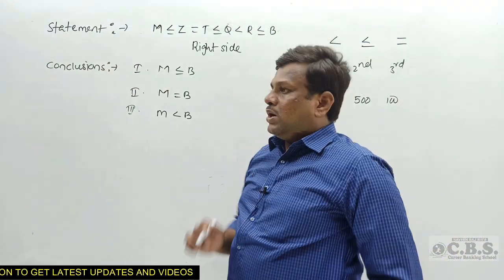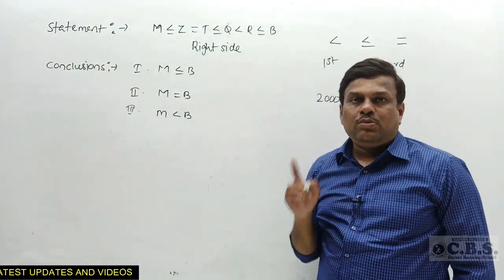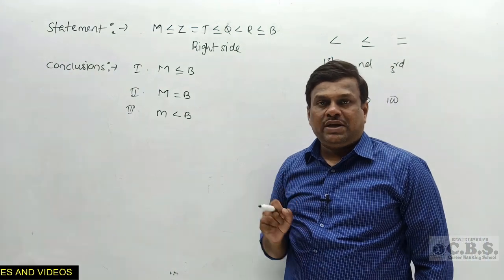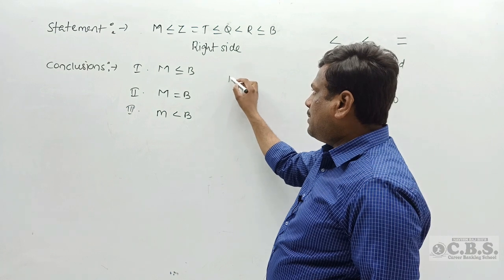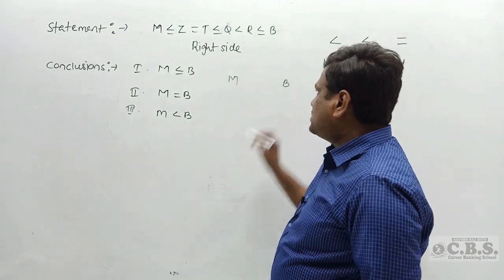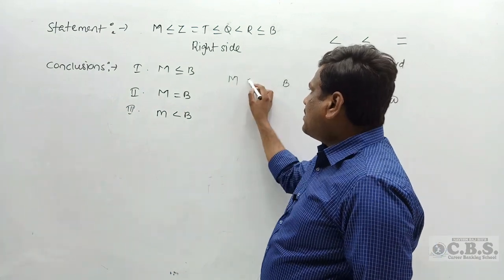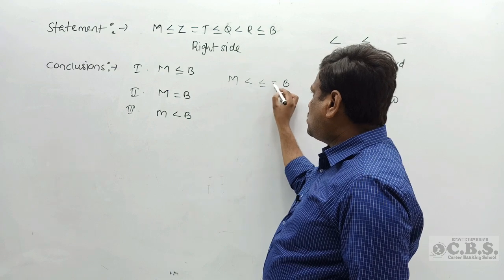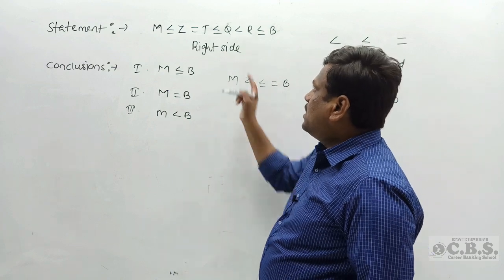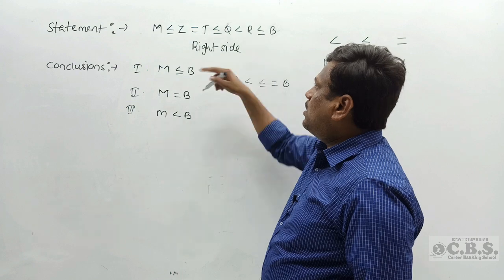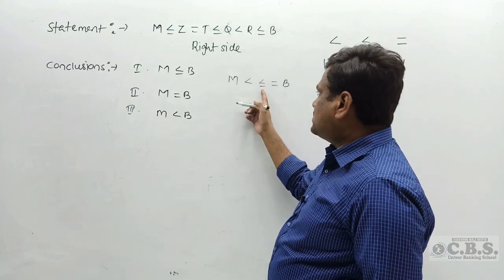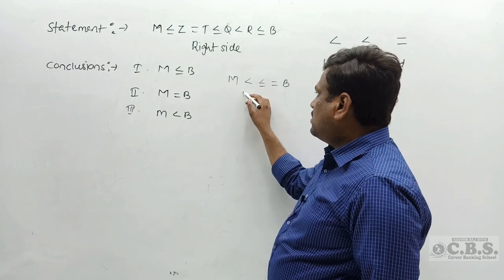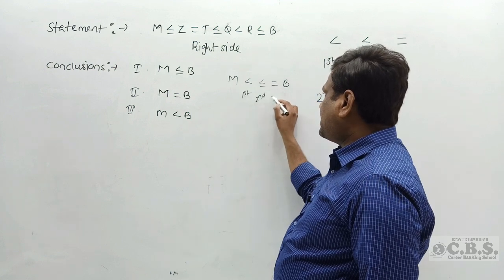Get my point? Always remember the variables of the conclusion are more important than the statement variables. What are the conclusion variables? M and B. M and B have less than or equal to, and equal to symbols, yes? Between M and B there are three different symbols: less than, less than or equal to, and equal to. First rank, second rank, and third rank.